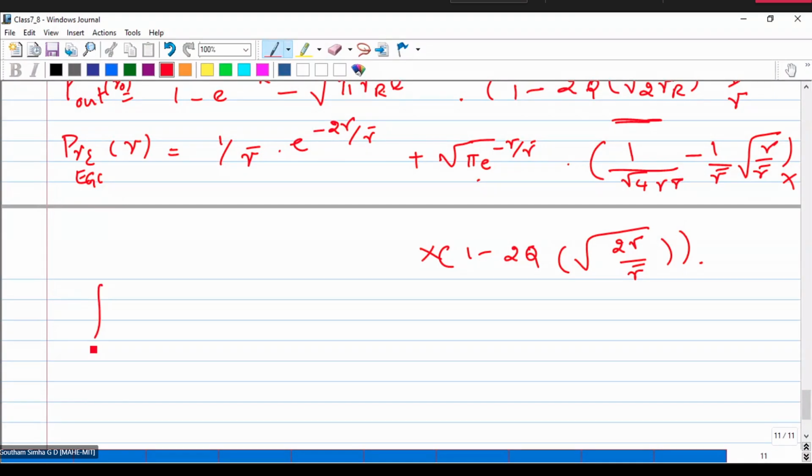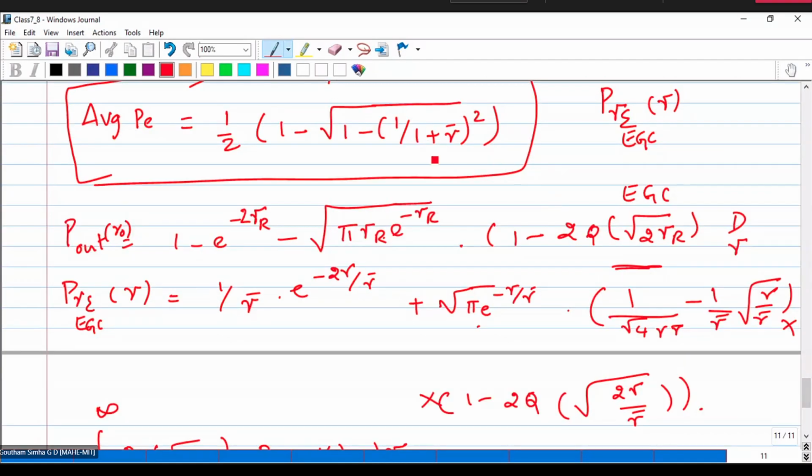With this, if you integrate from 0 to infinity Q of square root of 2 gamma into P gamma sigma EGC of gamma into d gamma, you will get this equation. That's how you can do it. Outage probability can also be considered.